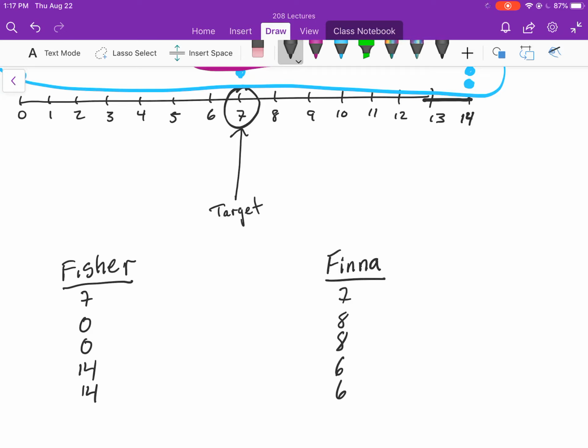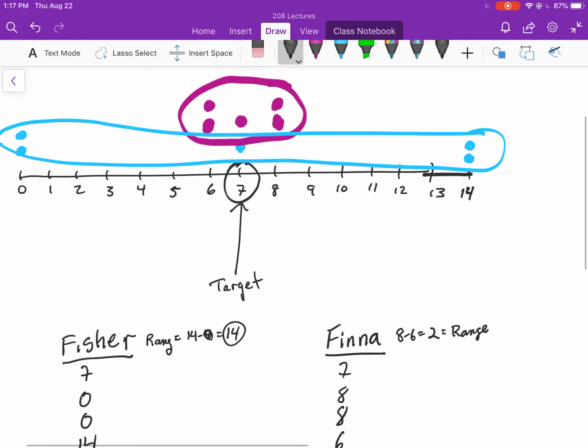If we consider different ways of doing this, you could use the range. And Fisher would have a range of 14 minus 0 equals 14. So he would have a big range. And Finna would have a range of 8 minus 6 equals 2, which is quite a small range. So that would work okay, but it doesn't give us a whole lot of information about how the points are spread around the middle.